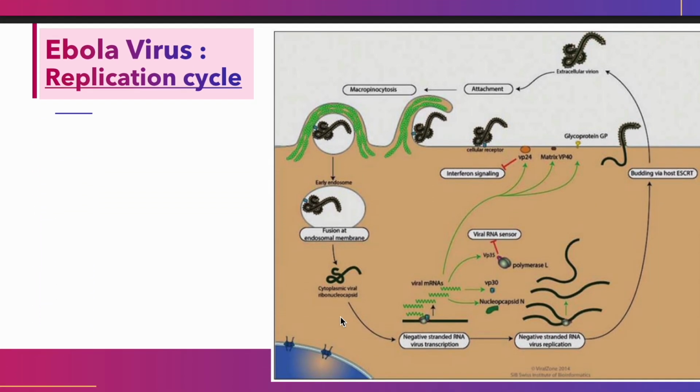For the replication cycle, because this virus is quite long and big, they use macropinocytosis to enter the host cell, and then they get the fusion at the endosomal membrane and release the negative stranded RNA and transcribe in the cytoplasm and go out of the cell. Because this one has an envelope, it's budding.